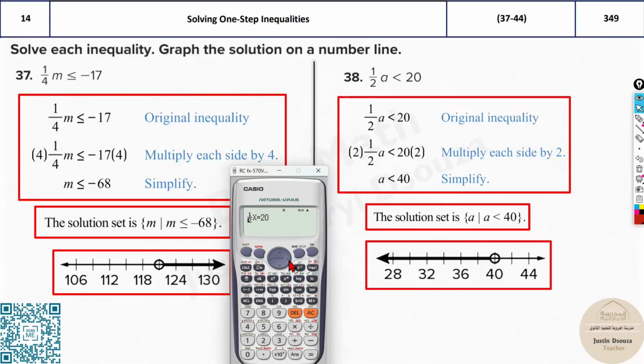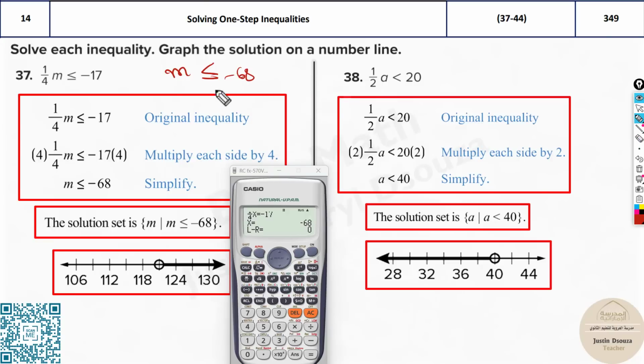Let's do that as well. It is 1/4. M is the variable x is equal to negative 17 minus 17. So before I write the answer, whatever answer we get, we have to write m. Since this is positive, you just write the same sign. And now here, you just press shift and solve, and then equal to, the answer is negative 68 to the right. Negative 68. That's it.